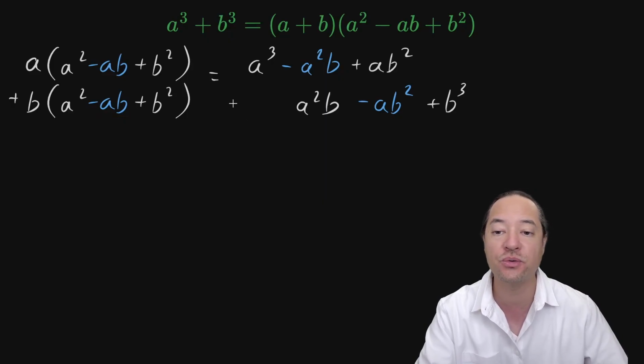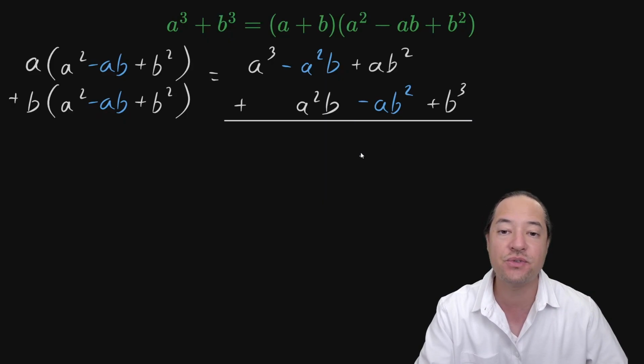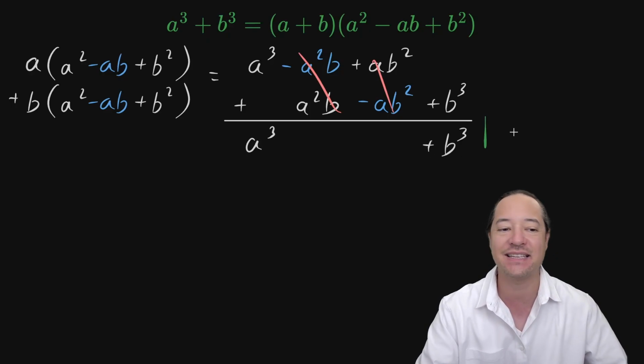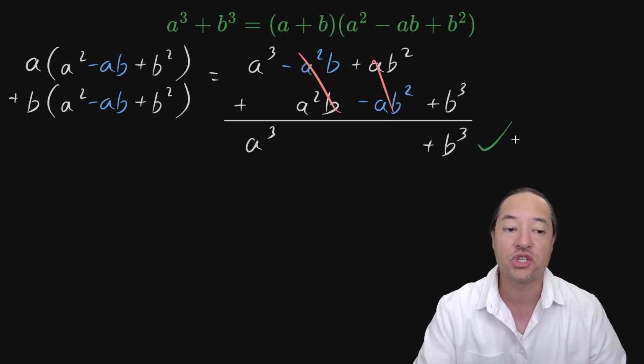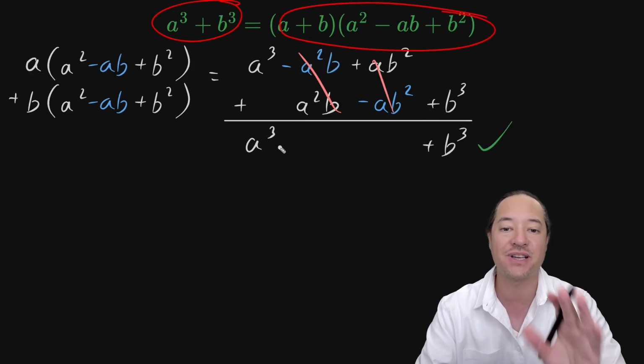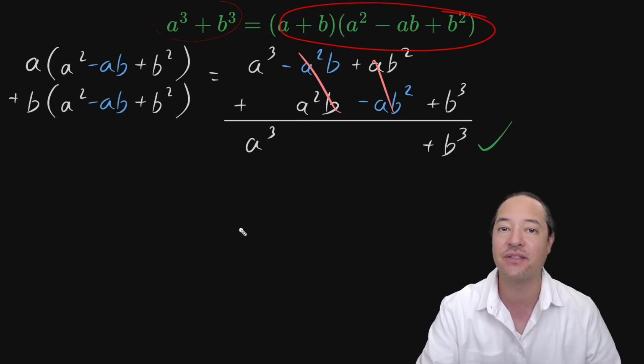Well, I'm going to add these two together just like that. Notice here that these cancel out and these cancel out. So I'm going to be left with just an a cubed plus a b cubed, right? And that is exactly what we were trying to achieve. We're trying to demonstrate that these two forms are equivalent, and in fact they are.